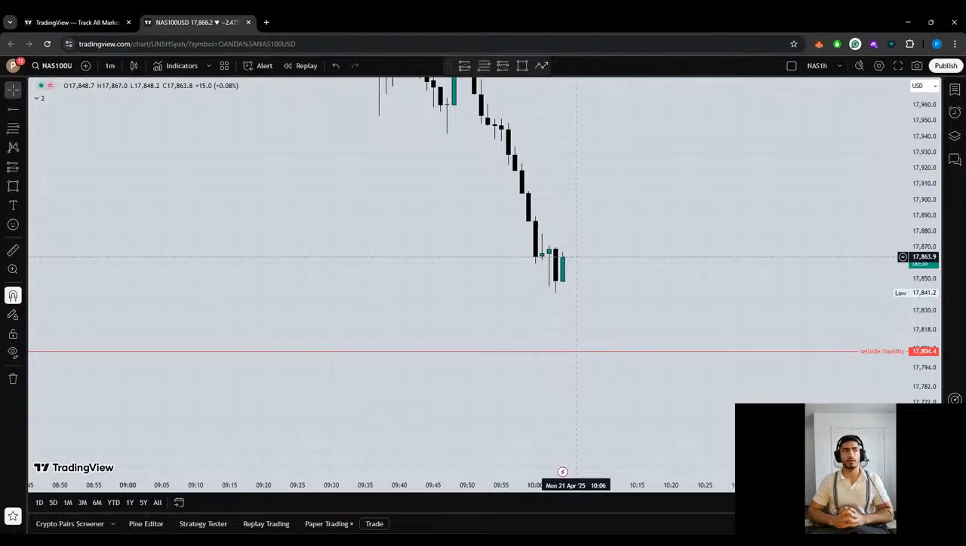I like how it's creating some form of resistance over here. Possibly create some structure for maybe an afternoon trade. But this is where I close everything and wrap it up because I got things to do today.